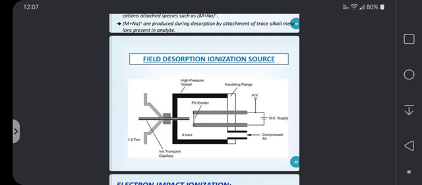This is a schematic diagram of a field desorption ionization source, in which we have an ion transport capillary and a high pressure vessel and insulation around the vessel, and the FD emitter, field desorption emitter, is there, and compressed air and DC supply.